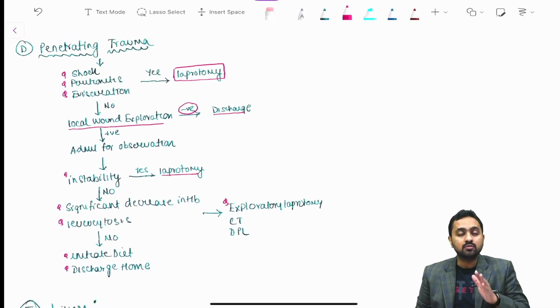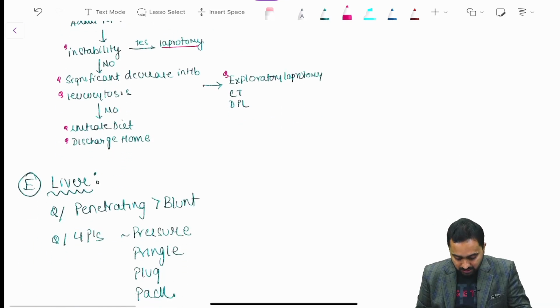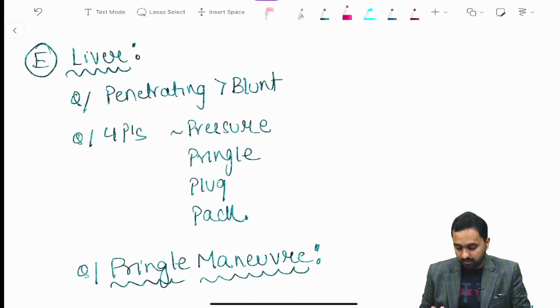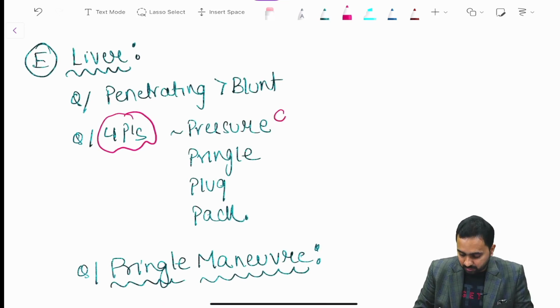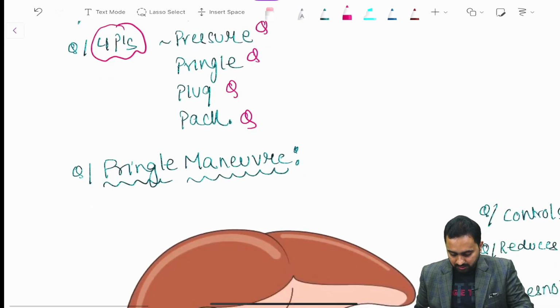Now, moving down to some important key points with respect to your solid organ injury, specifically your liver and spleen. So, first, penetrating injury is much more common in the liver compared to blunt. Now, there are 4 P's used in the management of liver trauma, which are pressure, Pringle, plug, pack. Right. Now, regarding your Pringle maneuver. So, what is your Pringle maneuver?